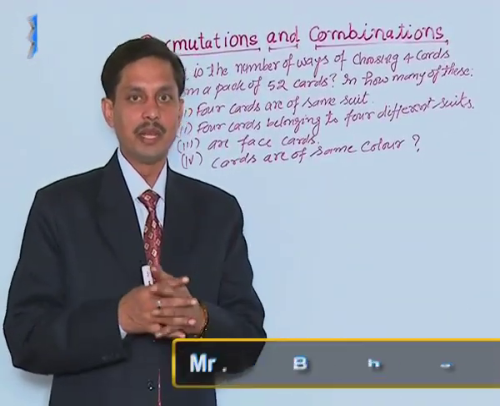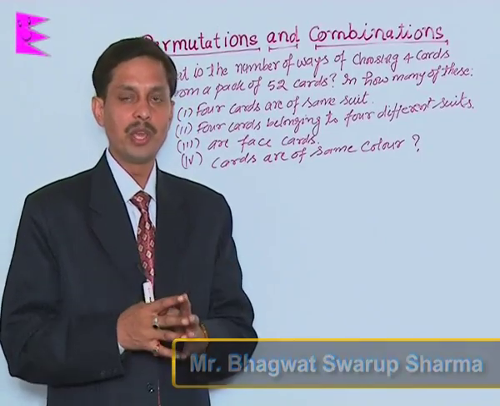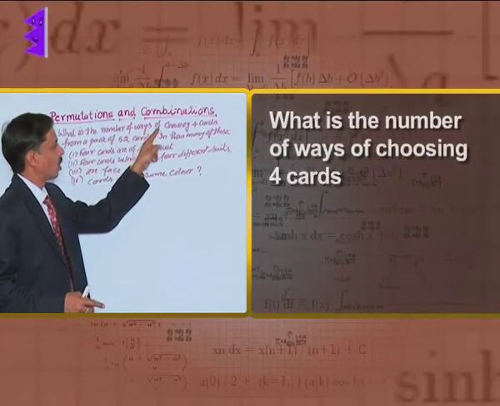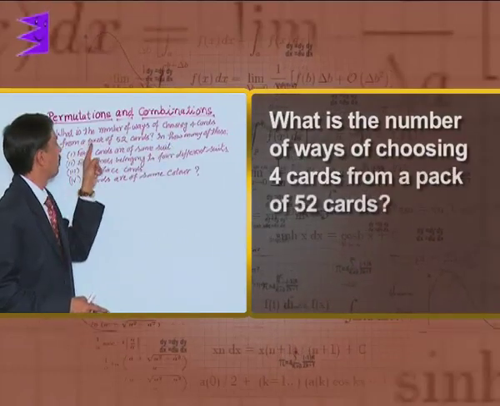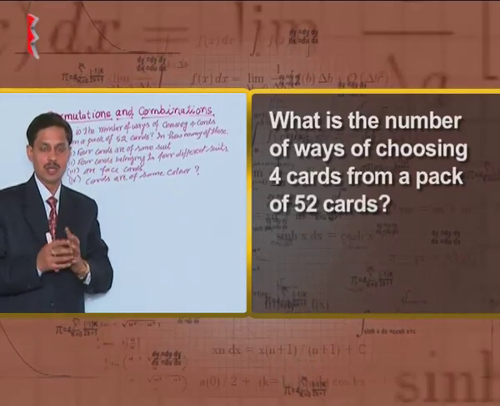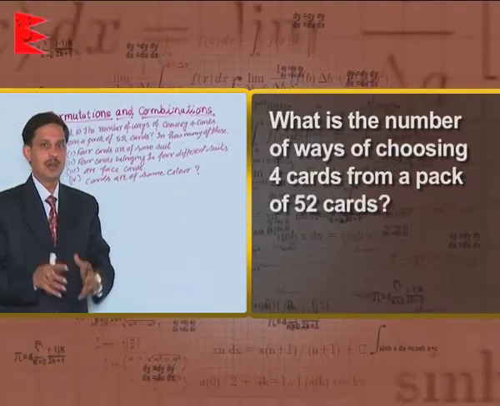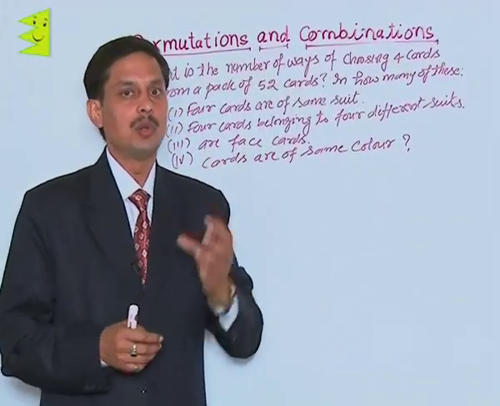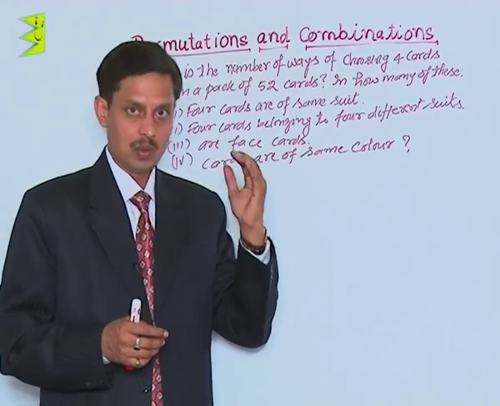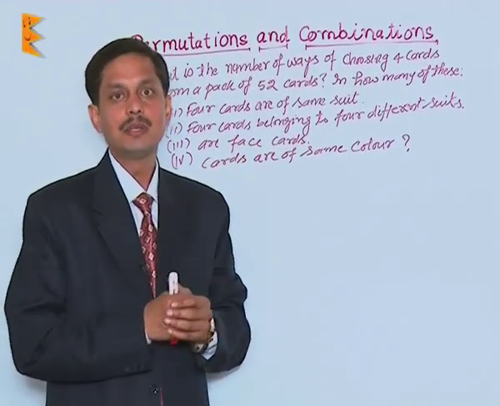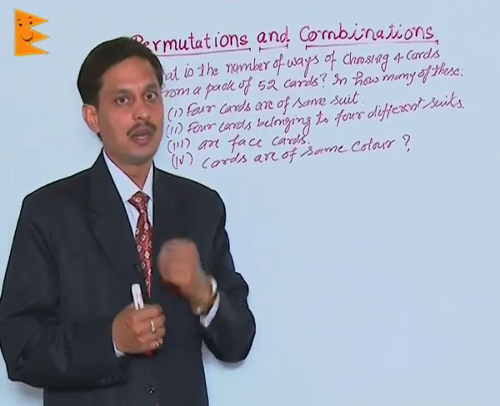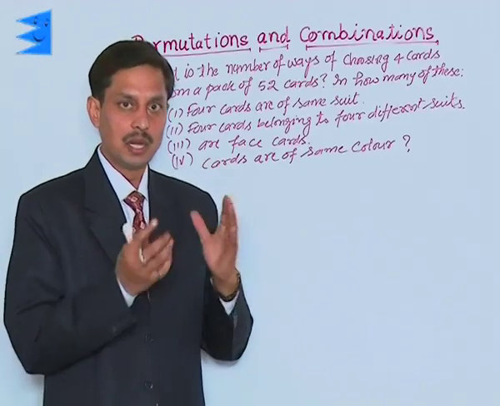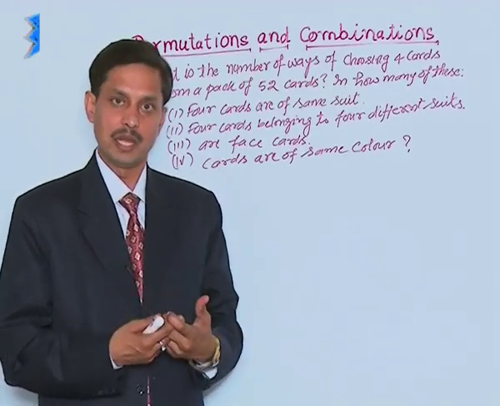Now I am taking an interesting example belonging to cards: what is the number of ways of choosing 4 cards from a pack of 52 cards? We know that there are 52 playing cards. In these 52 playing cards, 26 are red, which are the diamond, 13 cards, and heart, 13 cards. 26 are black, again 13 of club and 13 of spade.